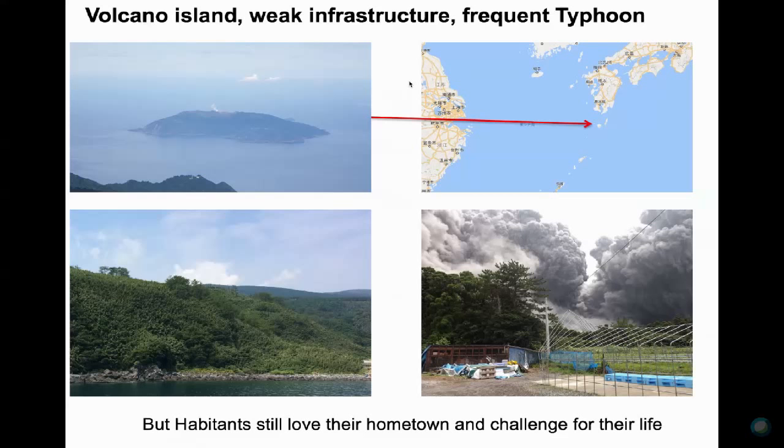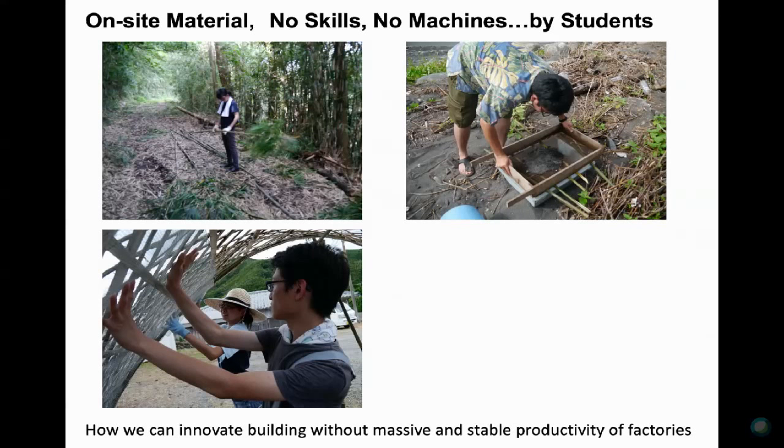Of course, it's weak in infrastructure. We can even see volcano eruptions while we are doing our function. Dangerous. Habitats still wrap their hometown. The challenge for their life. That is why we decided to build a shelter for them by using an on-site material without any skill. The student volunteered, no machine.